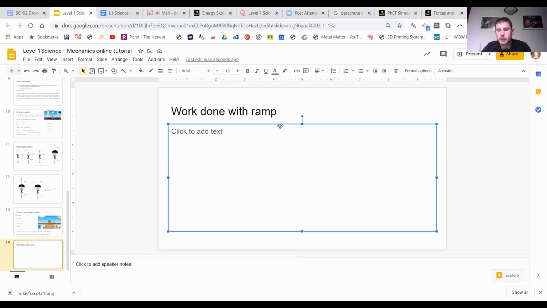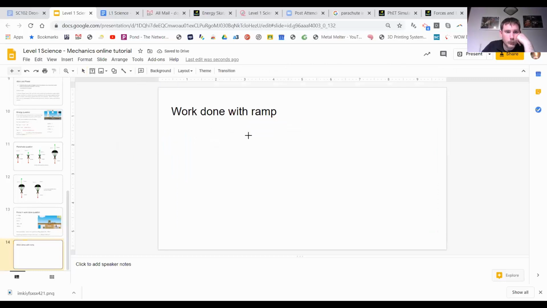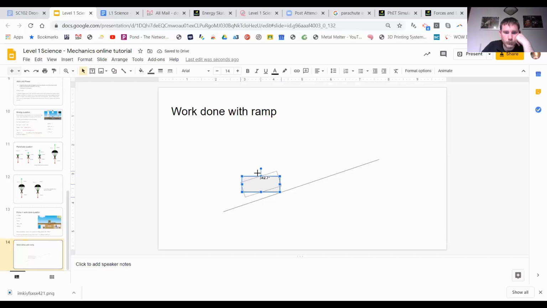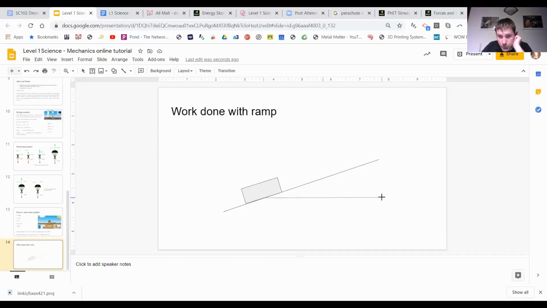So the work done with the ramp, which is a really awesome question. Okay, so if that's our ramp and we've got an object going up it, the question might be how much work is done in moving the object from here up to the top of the ramp. And so I would be looking at drawing a line here and then recording the height from the midpoint here to where it would be at some time later. So the change in height is what's important here.